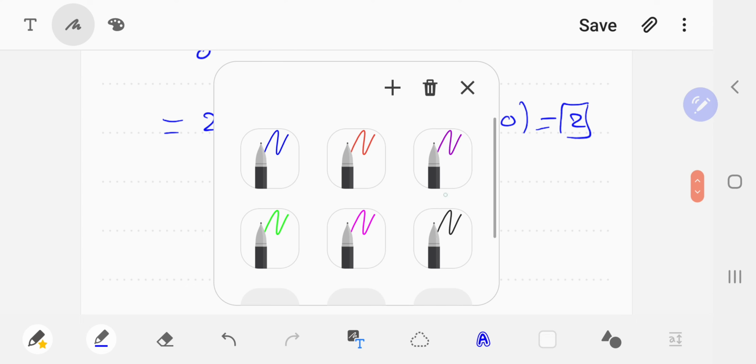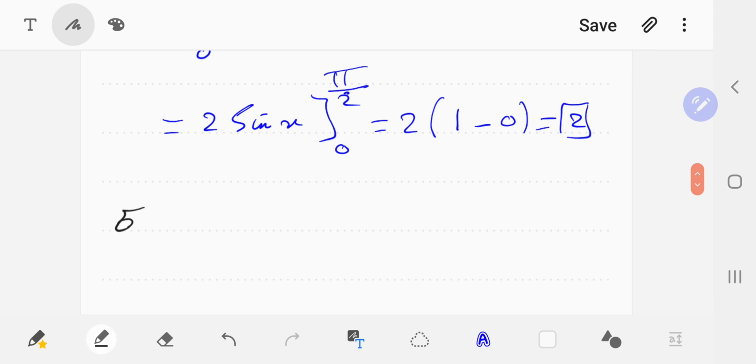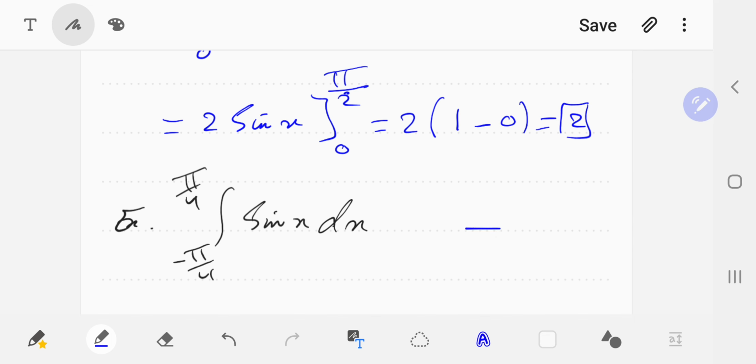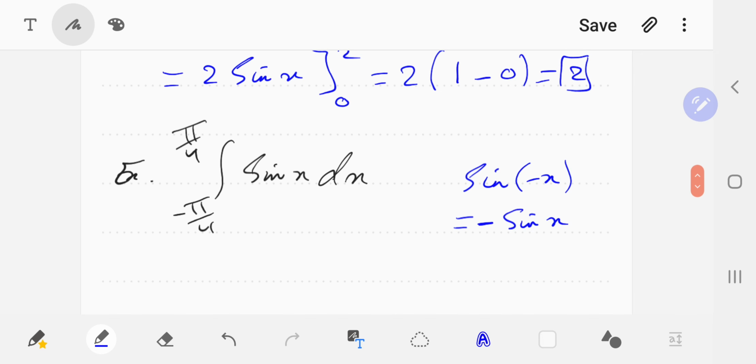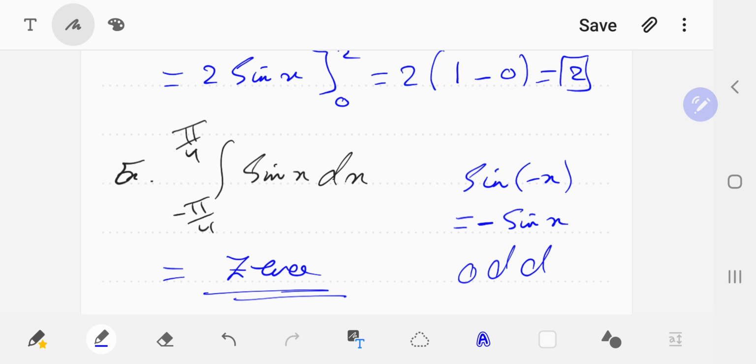And if it was sine, sorry, let's say from negative pi over 4 to pi over 4 of sine x dx. Well, we all know that sine x is, check that out, sine of negative x is equal to negative sine x. So it's an odd function, which means the answer here is equal to 0 immediately and no need to work anything out.